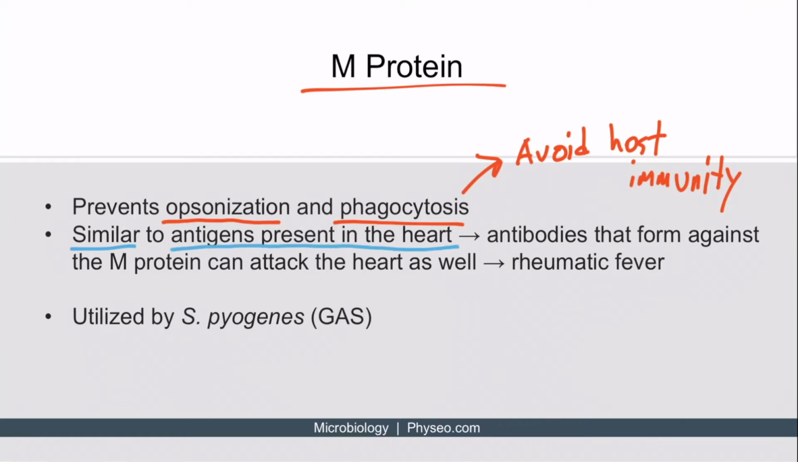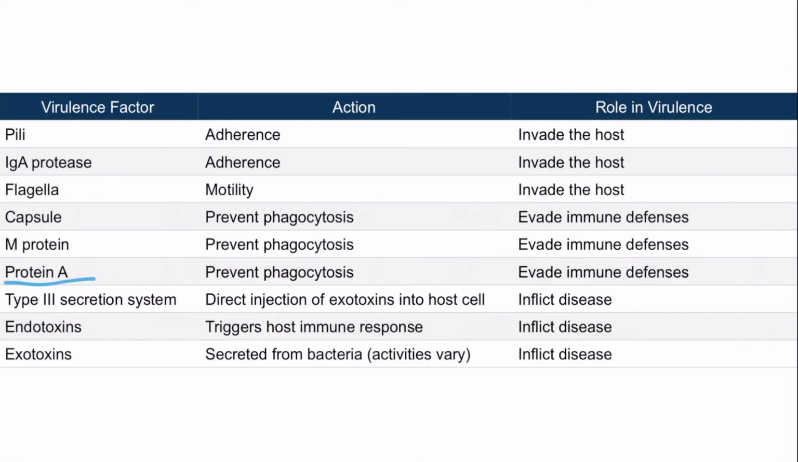So, when antibodies are formed against the M protein, those antibodies can then attack the heart as well. And this is what causes rheumatic fever. So in other words, M protein causes the body to attack itself and create this disease. And the organism that uses this is Strep pyogenes, or group A strep. Next, let's discuss protein A.